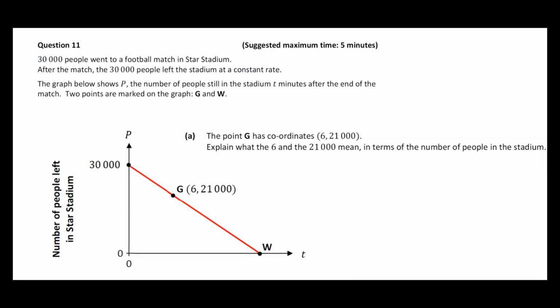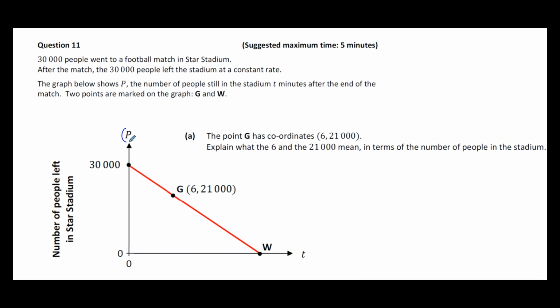30,000 people went to a football match in Star Stadium. We get a lot of people, football match, we understand that. After the match, the 30,000 people left the stadium. Obviously, when people go for a match, then when the game is over, they leave, isn't it? At a constant rate. The graph below shows P, the number of people still in the stadium.